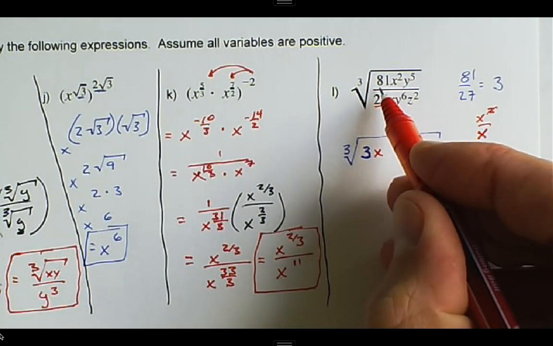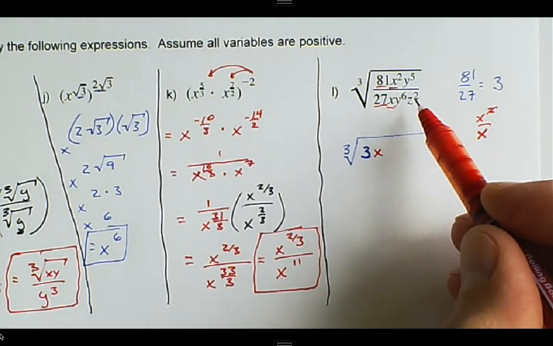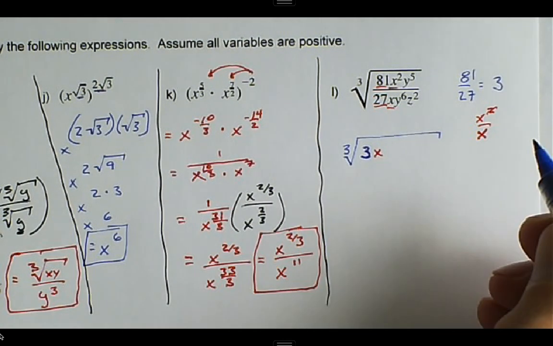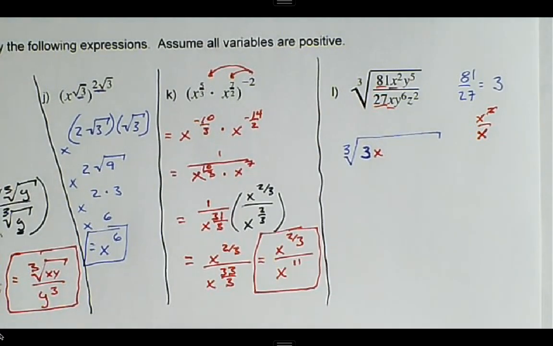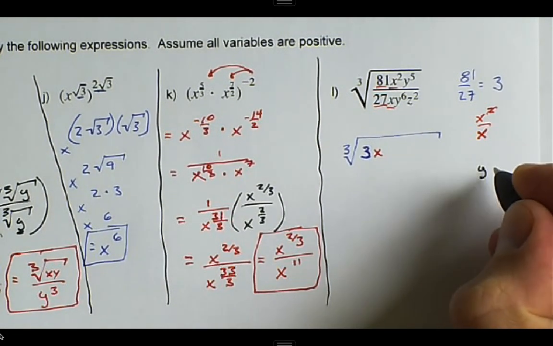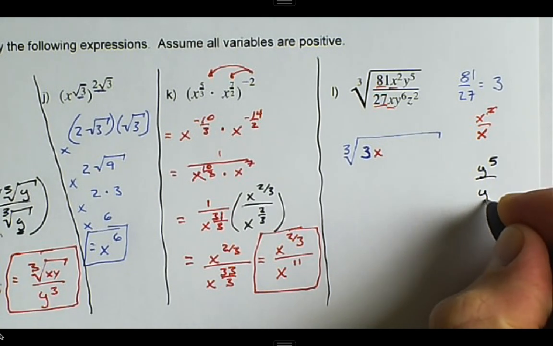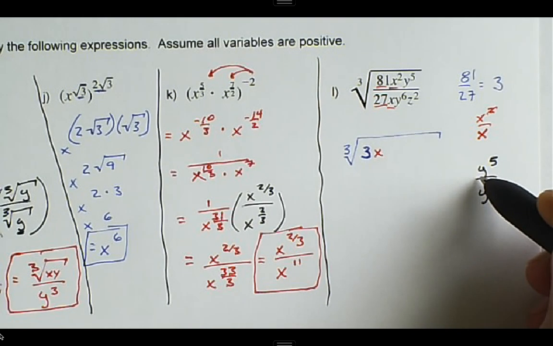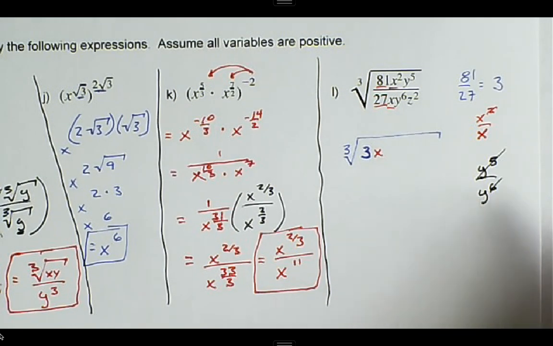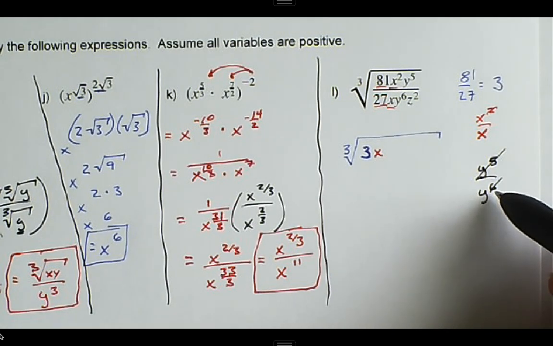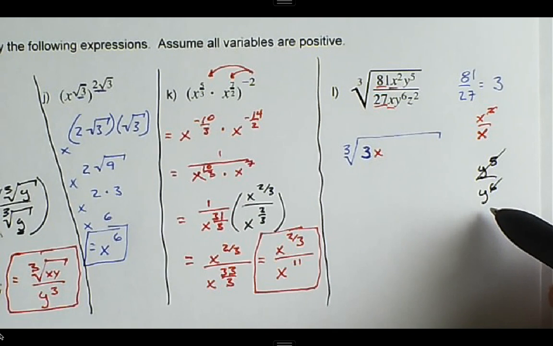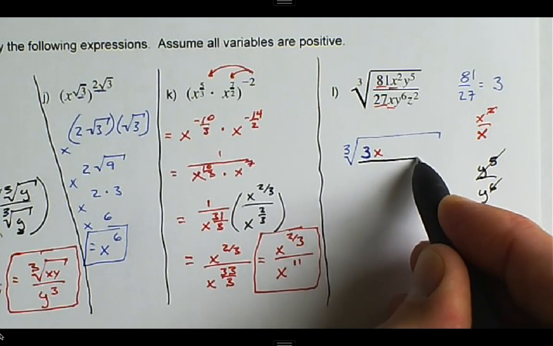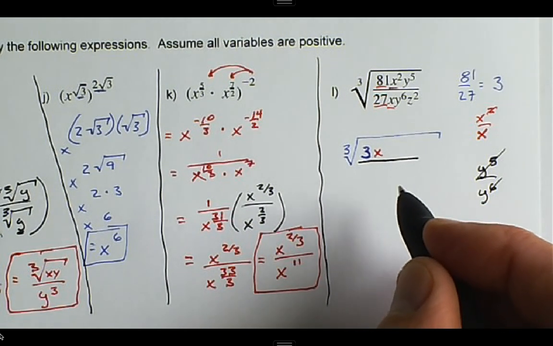So we went with the coefficients, we went with the x's, and then the next thing that we come to is the y values. So we have y to the 5th in the numerator, and we have y to the 6th in the denominator, but we have one more y in the denominator. So we lose all the y's in the numerator, and we lose that 6 because we take away 5, so we're still left with one y, but this time it's in the denominator. And so we put that in the denominator, and we get just y.